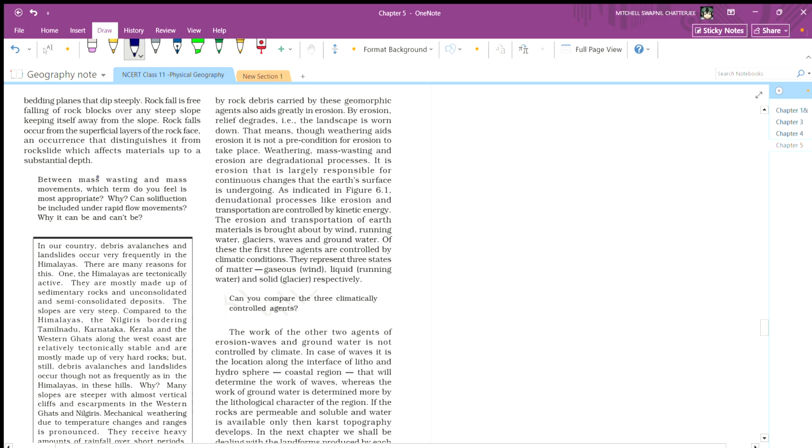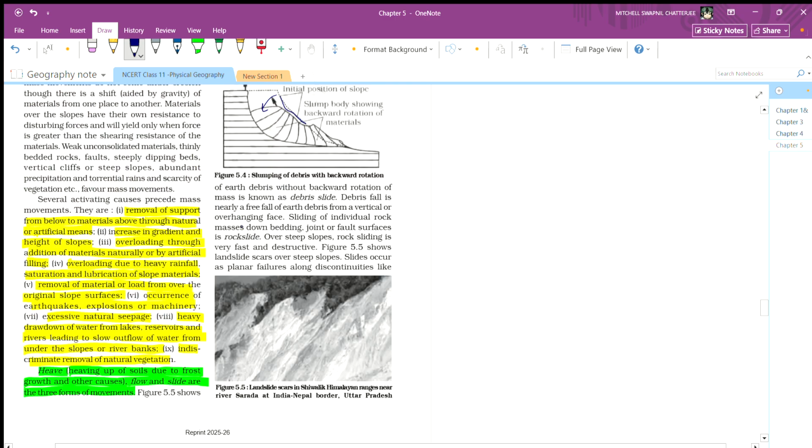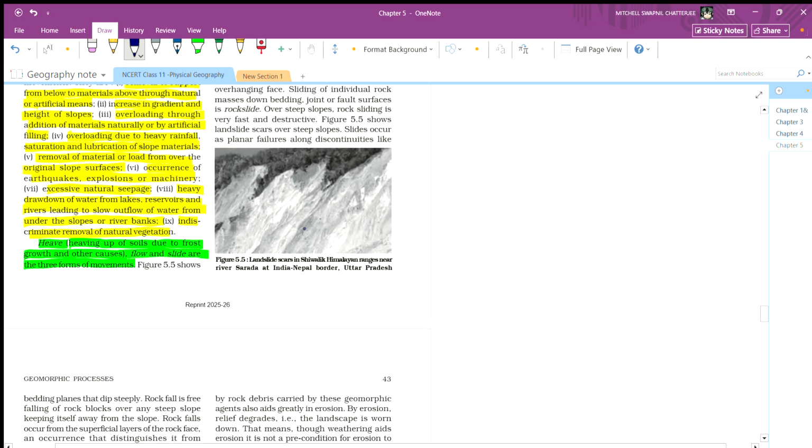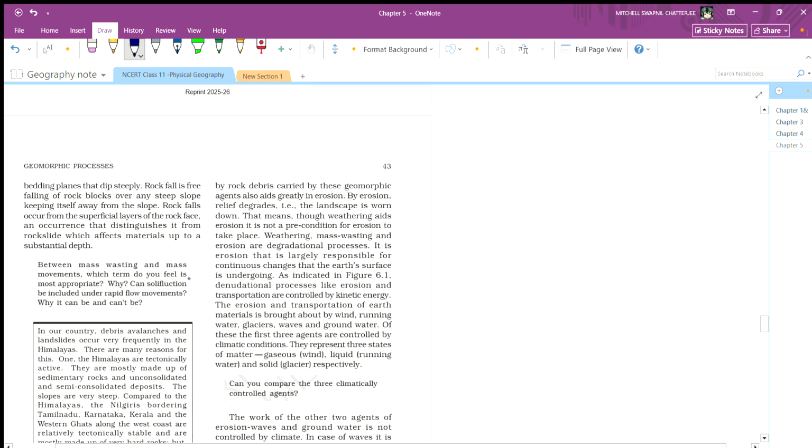Between mass wasting and mass movement, which term do you feel is most appropriate, and can solifluction be included under rapid flow movement, and why it can and why it can't? I haven't read about solifluction because it's not given, so I don't know what solifluction is. I can guess, like turning solid into liquid, maybe.